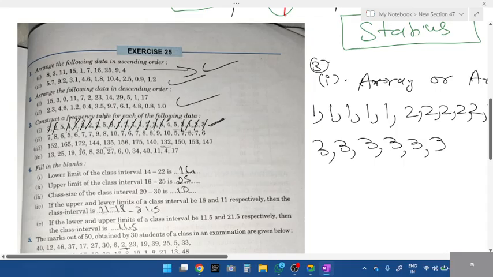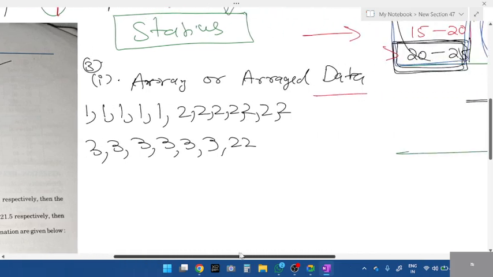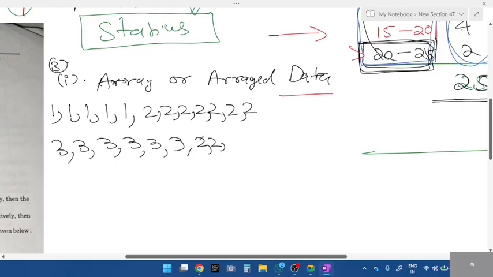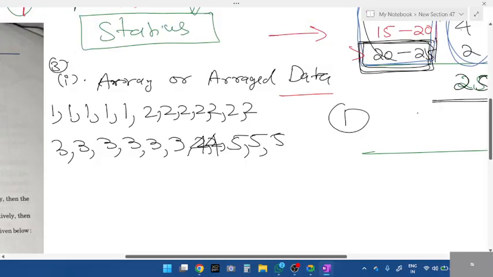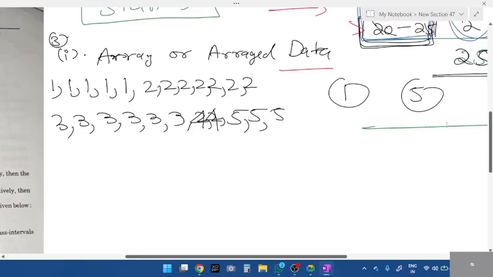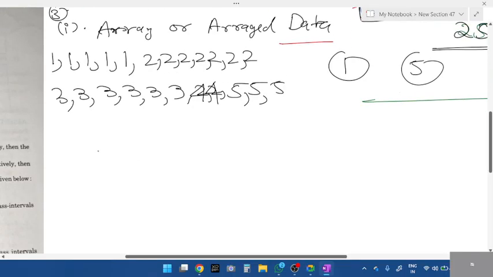What about 4? How many times is 4? Twice. What about 5? Three times. Even in exam, cancel it out in pencil. All the numbers are cancelled, right? Okay, 4 twice and 5 three times. Now, what is the lowest number we have? 1. Highest number? 5.